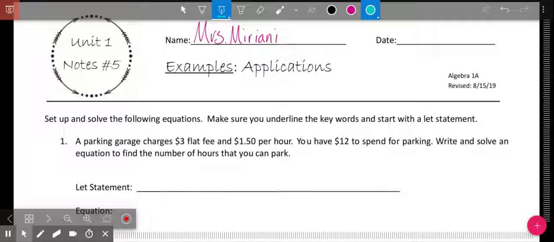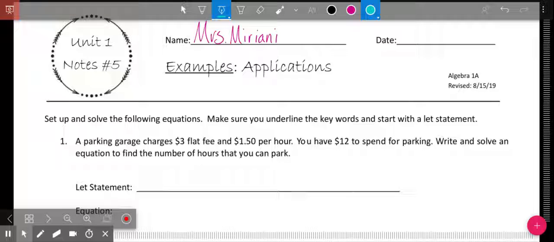All right, so now we're going to look at some examples for applying our equations to real-world application problems. Looking at our first one, it says a parking garage charges a $3 flat fee and $1.50 per hour. You have $12 to spend for parking. Write and solve an equation to find the number of hours that you can park.